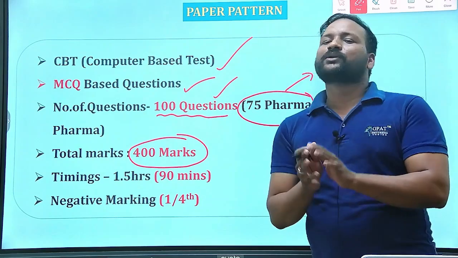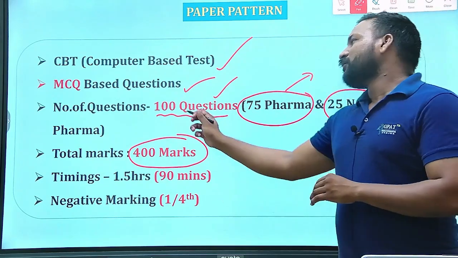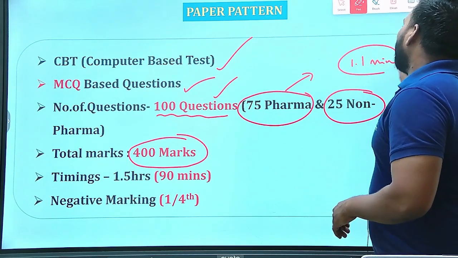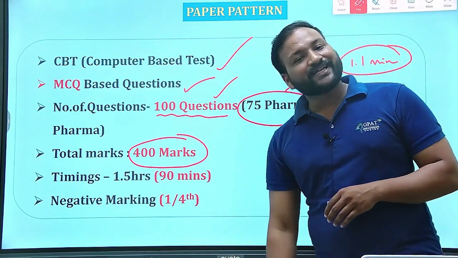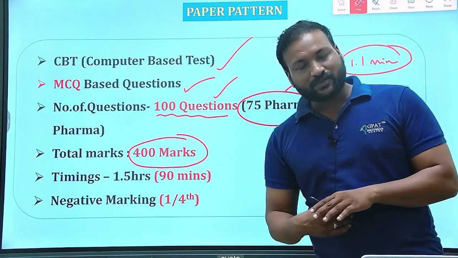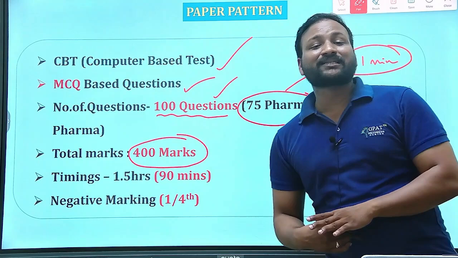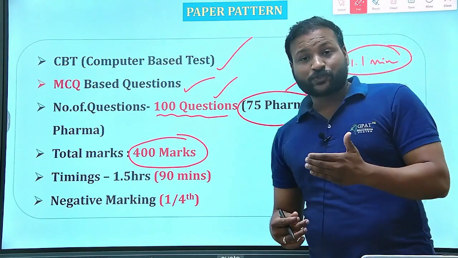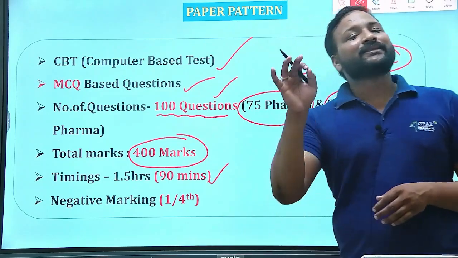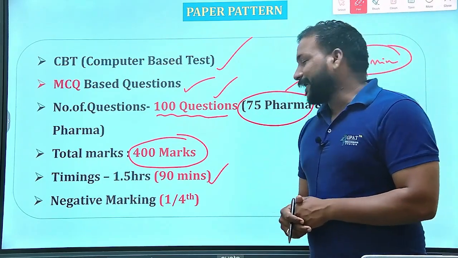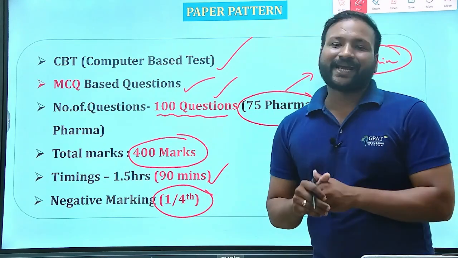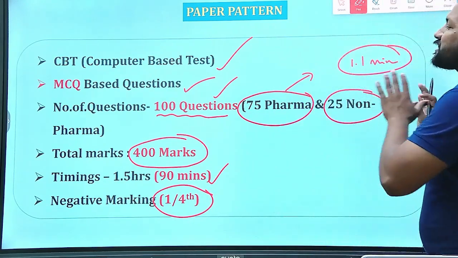Within that 90 minutes only, you need to complete this examination, which means for each question you need to allocate about 1.1 minute. 100 questions in 90 minutes. So you need to make quick decisions, and your preparation should also be like that. The main thing is there is a negative marking of 1/4. Clear? So this is the paper pattern.